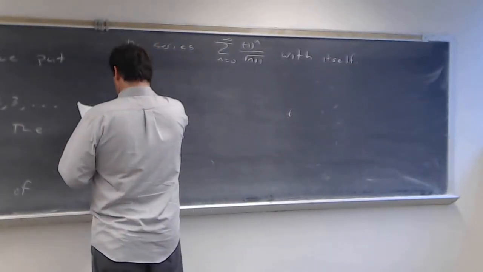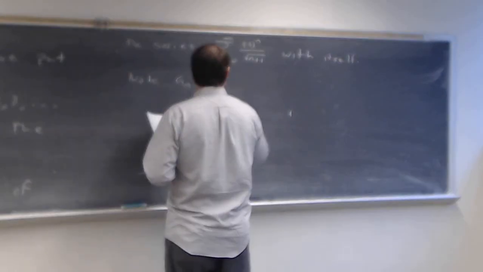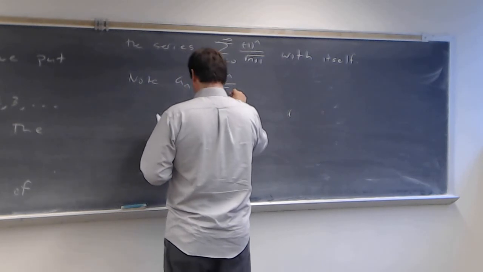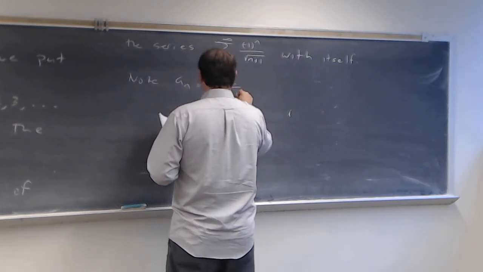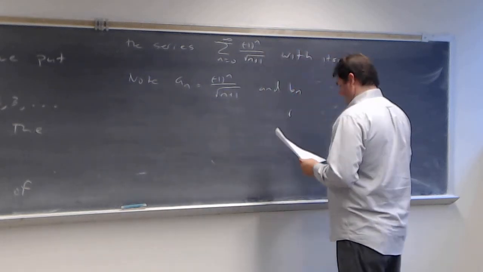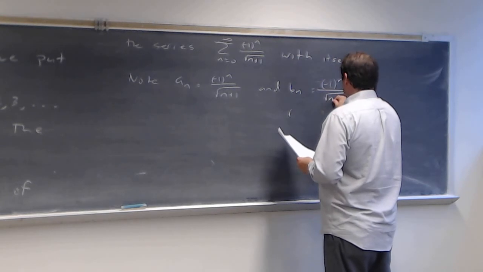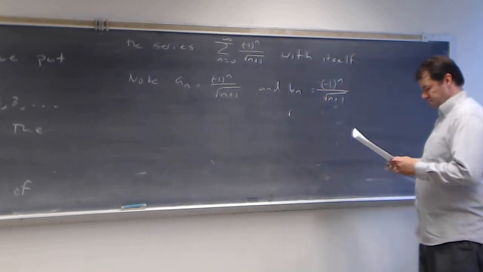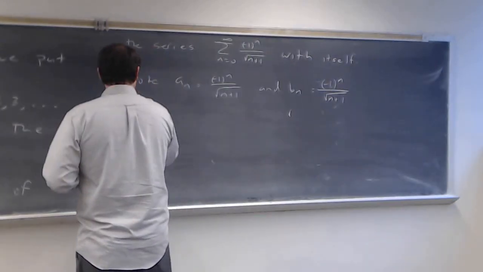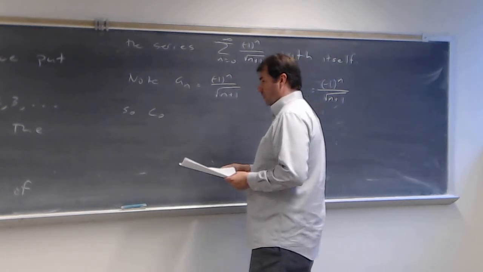So here's what we know. Note that a sub n, when I'm trying to produce the product here, is equal to minus 1 to the n over the square root of n plus 1, and b sub n, involved in the definition of the product of these guys, is equal to the same thing, minus 1 to the n over the square root of n plus 1. And so, let's write out some of the terms of c sub n so we get familiar with how to find the product of this series.